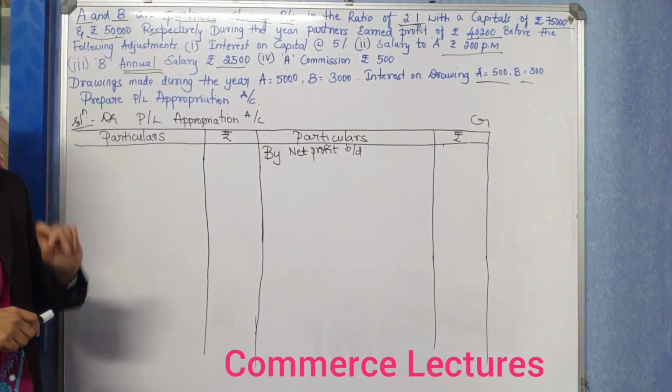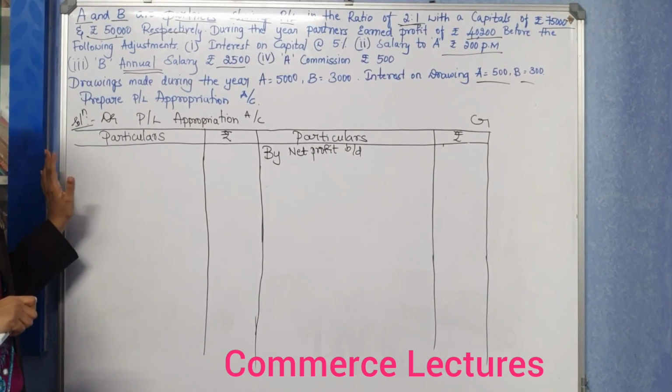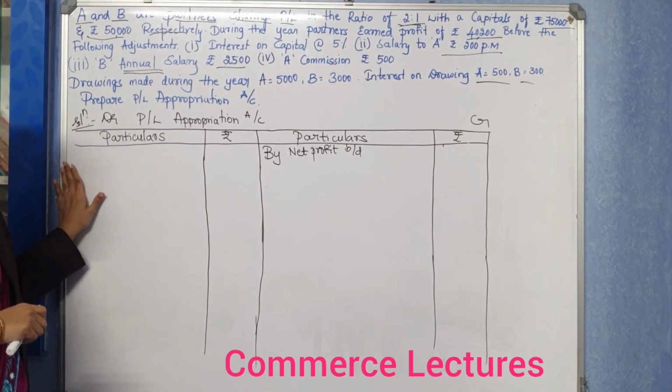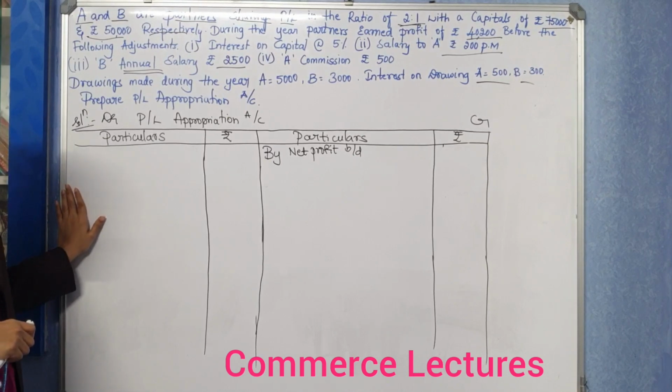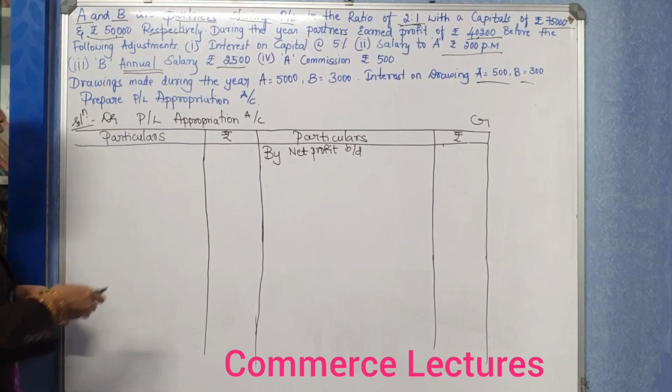Of A and B. So first according to the format, if we go on the first left hand side, debit side, what we will get? That is, to interest on capital.